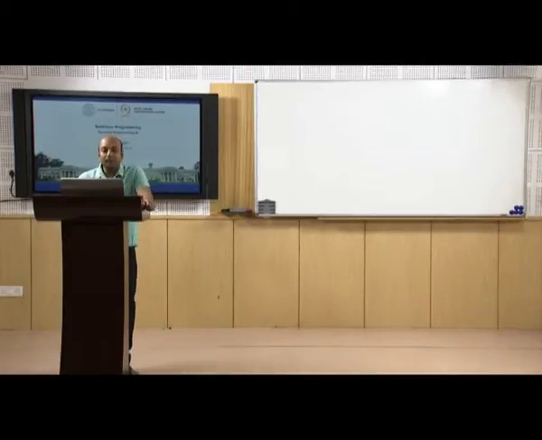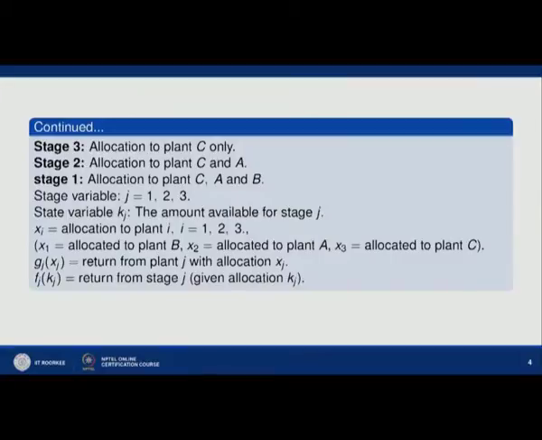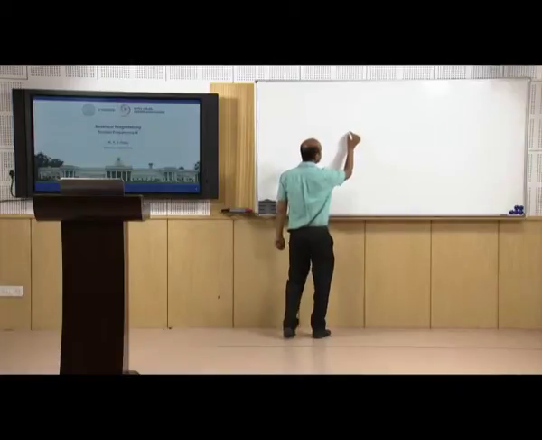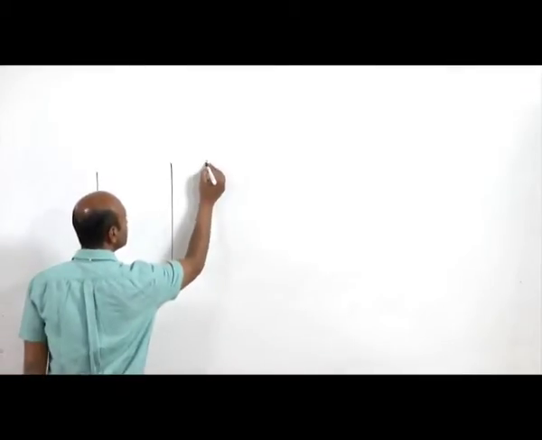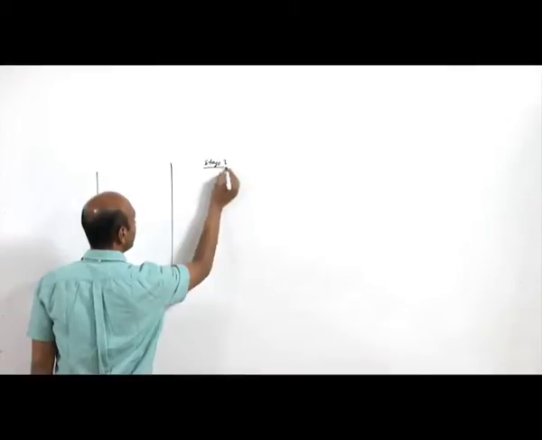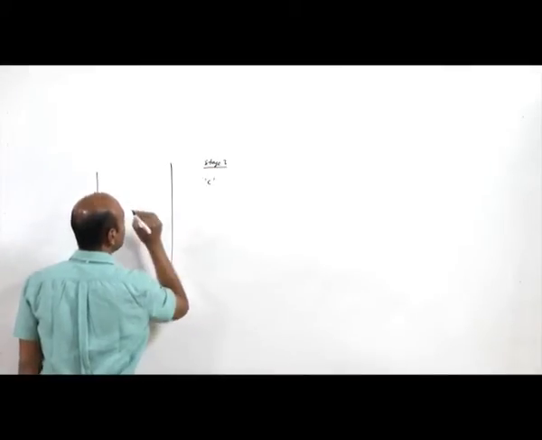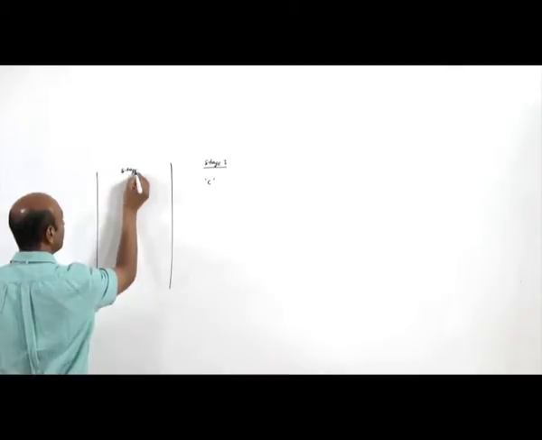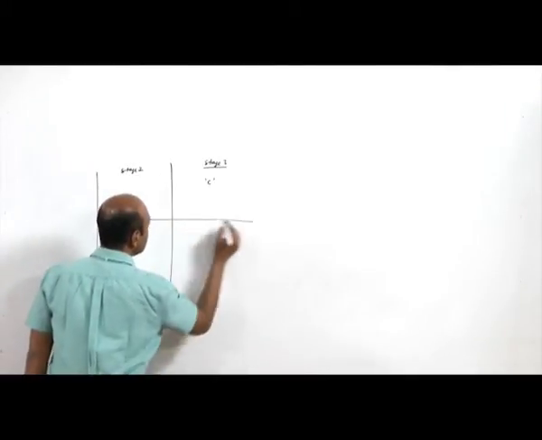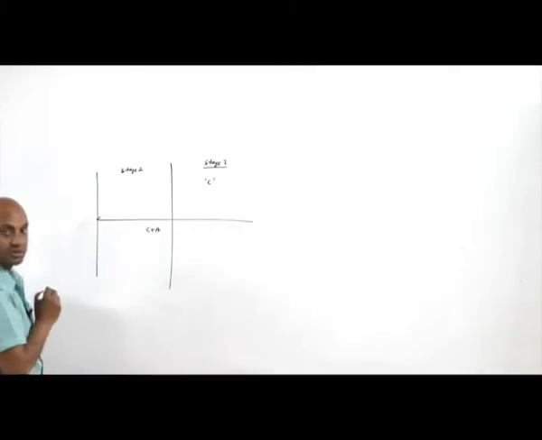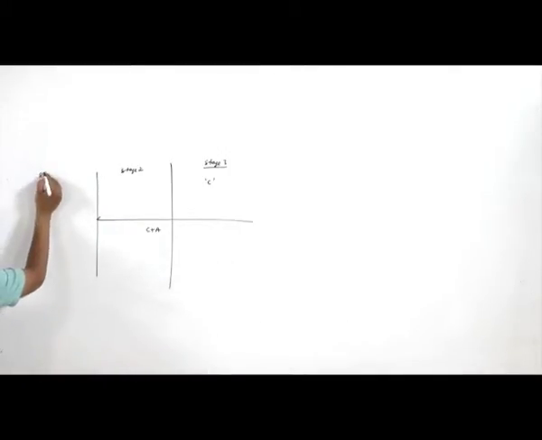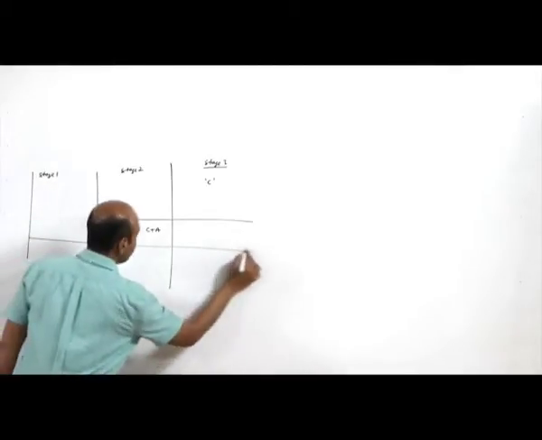Now stage 3 will allocate to plant C only, stage 2 means C and A, and stage 1 means C, A and B. So we have 3 stages. First is stage 3, which is allocation to plant C only. This is stage 2, which means C and A, and this is stage 1, which means C, A and B.